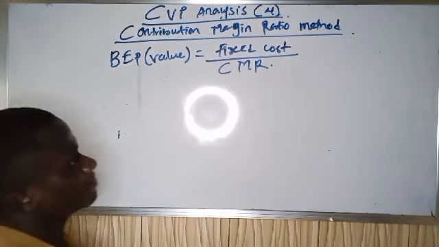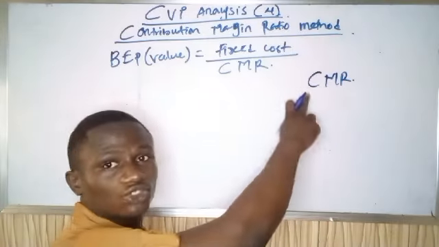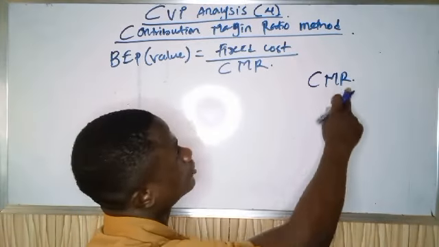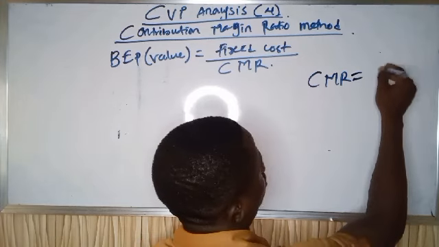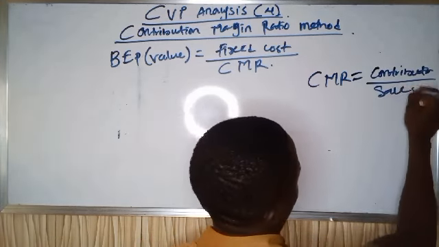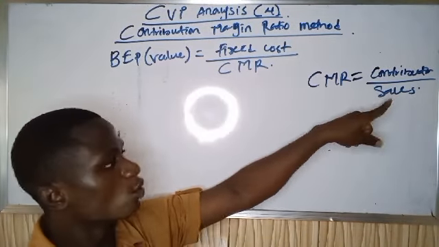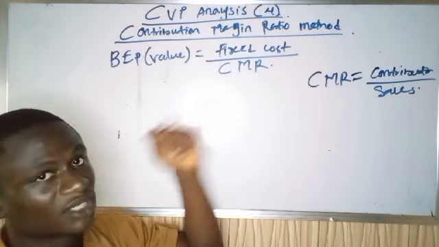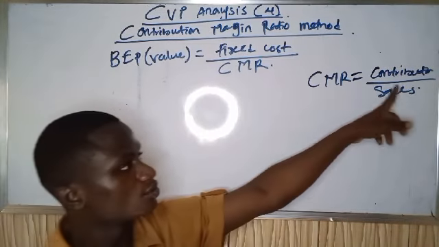And I also gave us the formula for contribution margin ratio. I said CMR, or to get your CMR, which can also be called contribution to sales ratio or PV ratio, is your contribution over sales. So what we need to calculate in order to get our break-even point in value is to calculate our contribution over sales. So how do we calculate our contribution over sales?